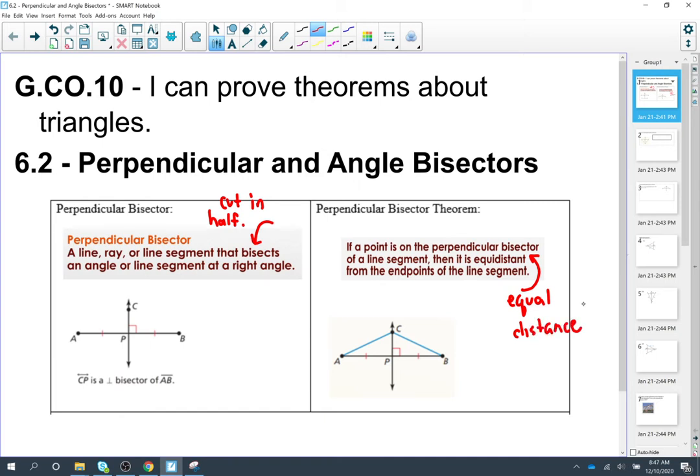So let's look at what's going on here. If a point is on the perpendicular bisector, we still have AB and we still have P, and then we have CP, which is our perpendicular bisector. We have this point C, which is on the perpendicular bisector. Then I know that this point C is the same distance to A as it is to B. So by the perpendicular bisector theorem, we can say that AC is congruent to CB. They are the same length.